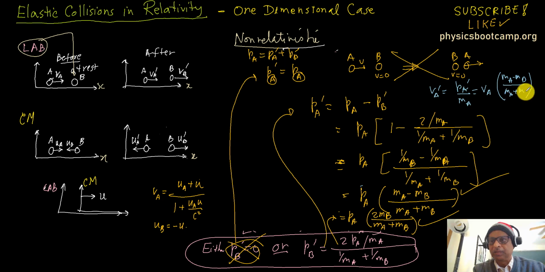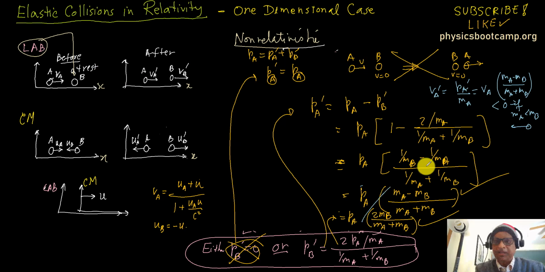plus MB. So this will actually flip back. It will flip back if MA was less than MB, it is less than 0 if MA is less than MB. So A will flip back. Otherwise, it will continue in that direction. If A has bigger mass than B, then it continues, right?